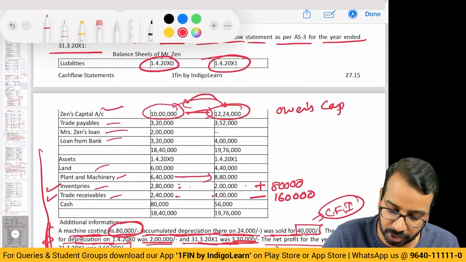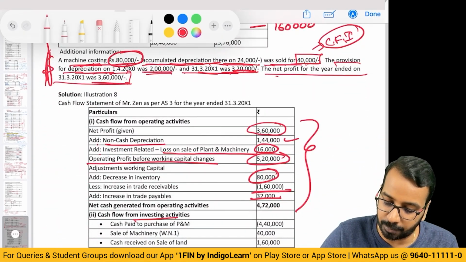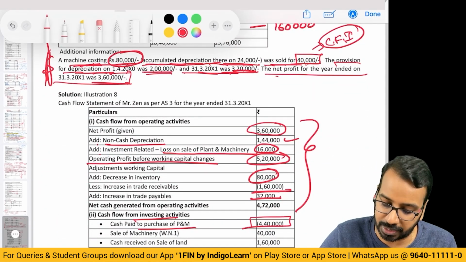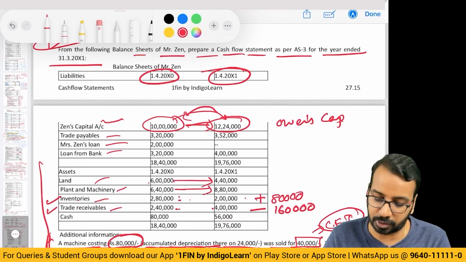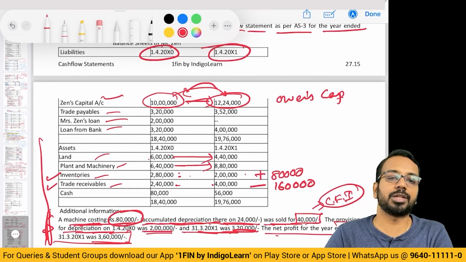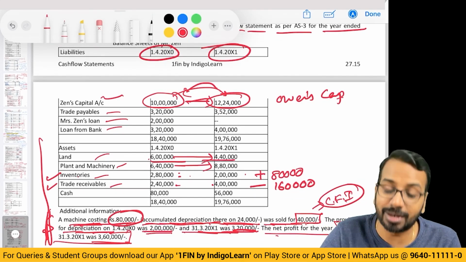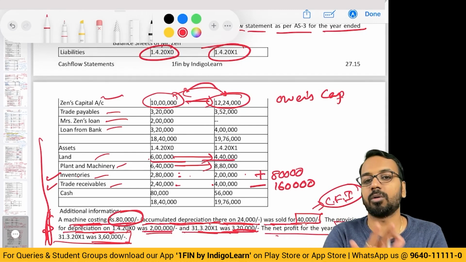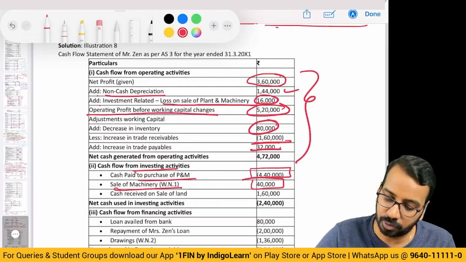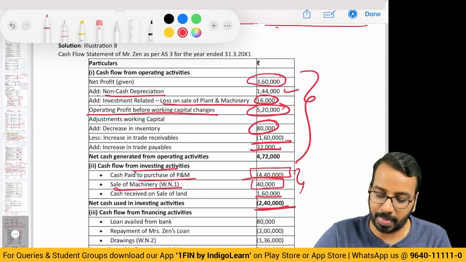Do we have information on taxes paid? We don't have information. Then investment activity, purchase of plant and machinery, investment activity, sale 40, and there is a movement in land also, 6 lakhs to 4,40,000. There is no further information given on that. In that case, we can assume whatever is the reduction in value of land is on account of sale only, and there is no profit or loss on account of sale of land. So the entire value can be taken here. So this is the net amount used in investing activities.